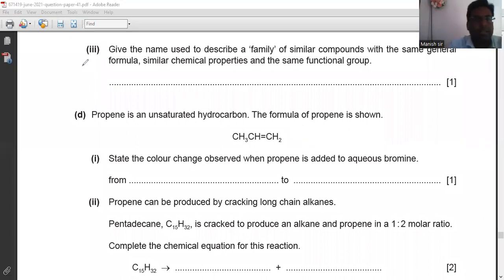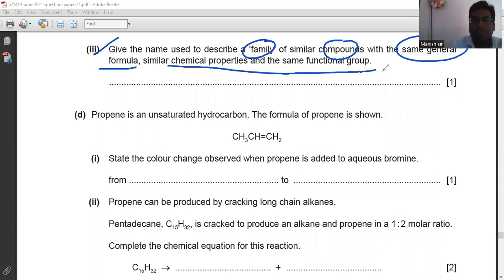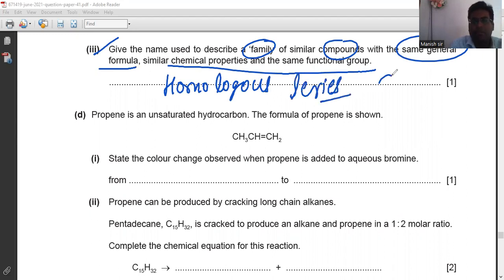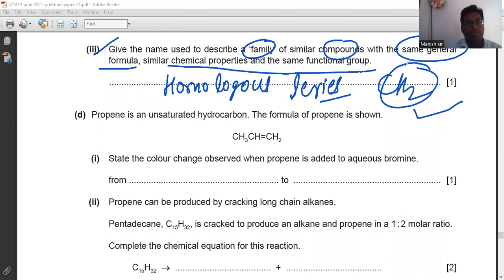So next question is, give the name used to describe a family of similar compounds with the same general formula, similar chemical properties, same functional group, right? So it is called homologous series. Homologous series, right? So between two consecutive compounds, difference is CH2 only. Formula will be same and functional group will be same. That is called homologous series.